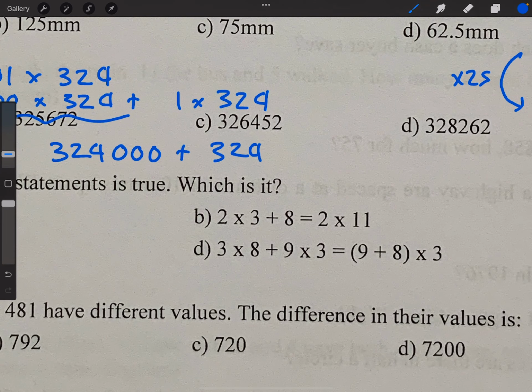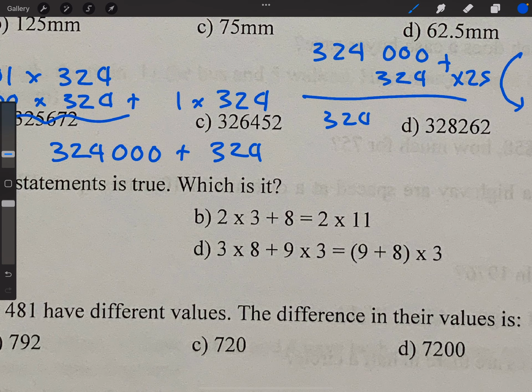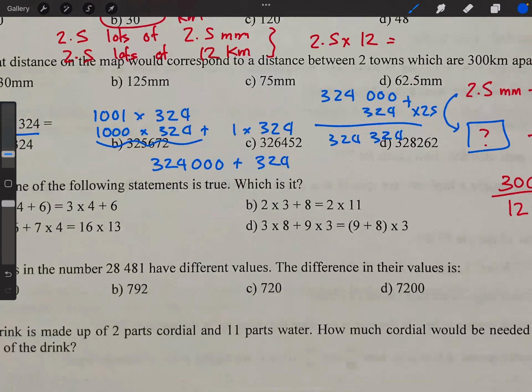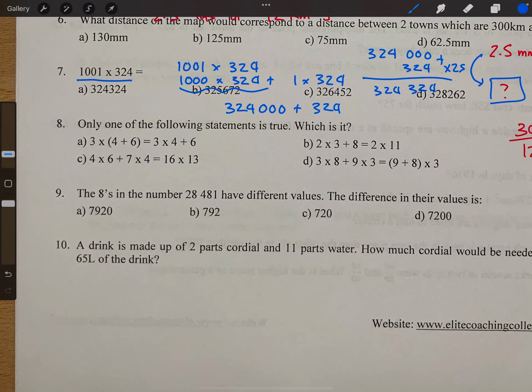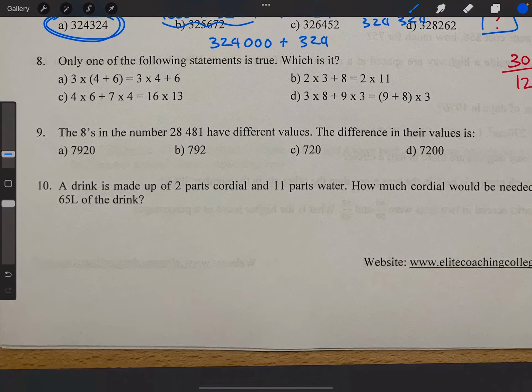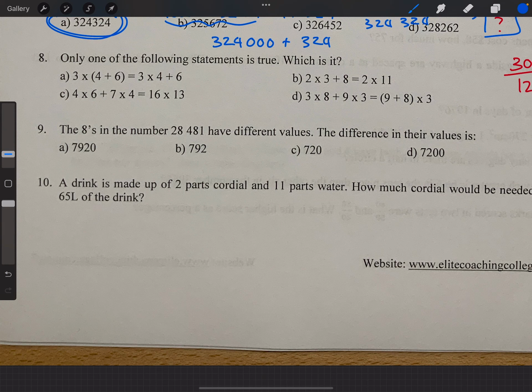Okay, so what's 324,000 plus 324? That's too easy. 324,324. Okay, there should be an answer there. Oh, there we go. Here it is. 324,324. Done. Question 8. Only one of the following statements is true. Which is it? Okay, you have to work it out yourself using BODMAS and see which one is true. I'm not going to do this one. You can do it yourself.